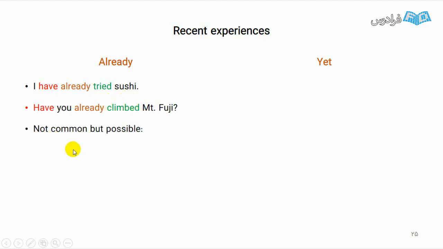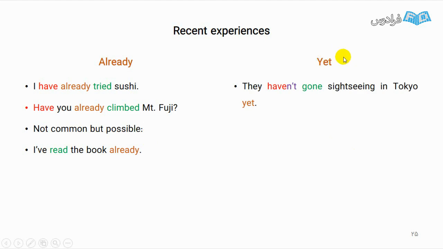But look at this form. It is not common, but it is possible. I've read the book already. It is preferred to use already before the past participle. But if you see already at the end of the sentence, don't be surprised because this is possible. What about yet? I told you we use already in affirmative sentences and questions before the main verb.